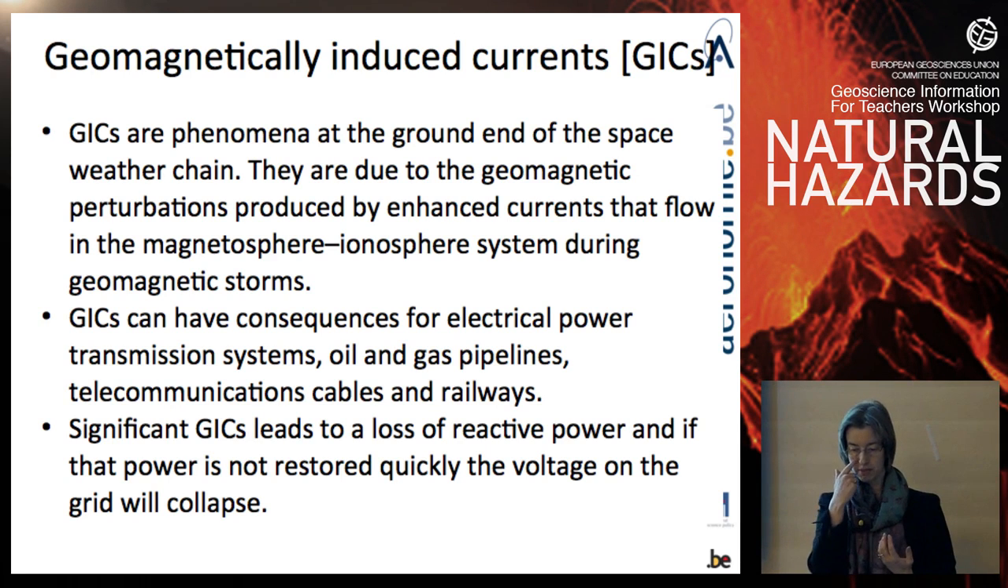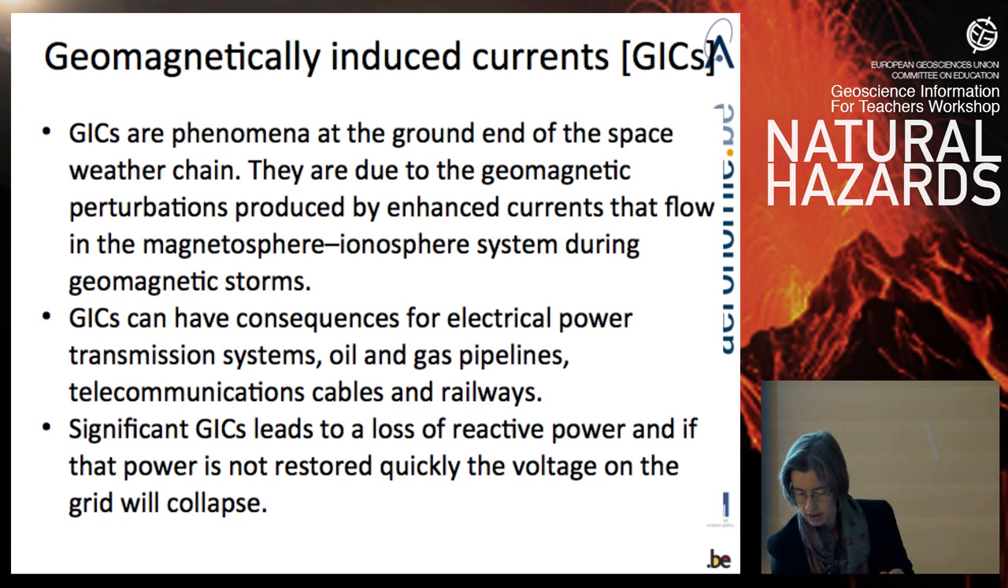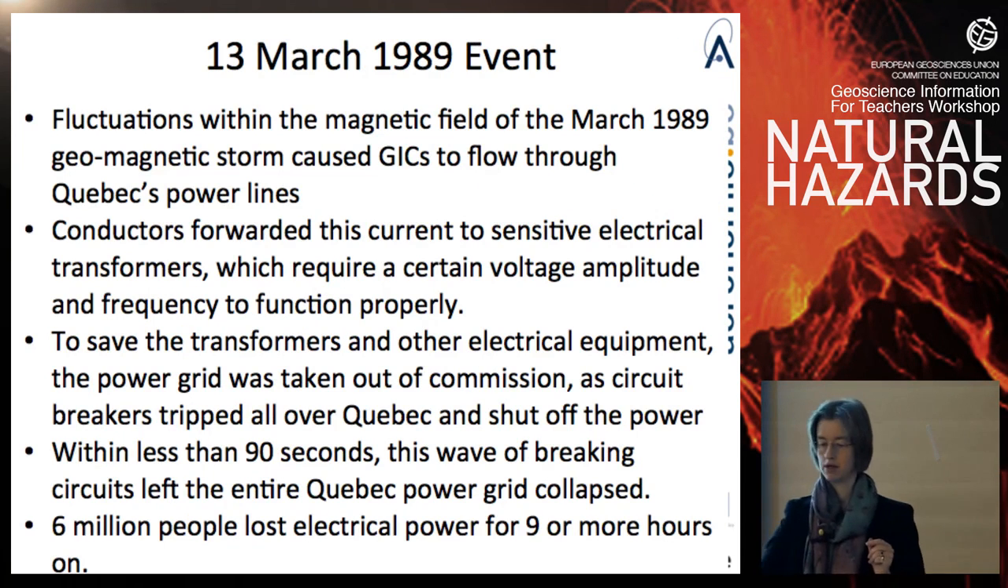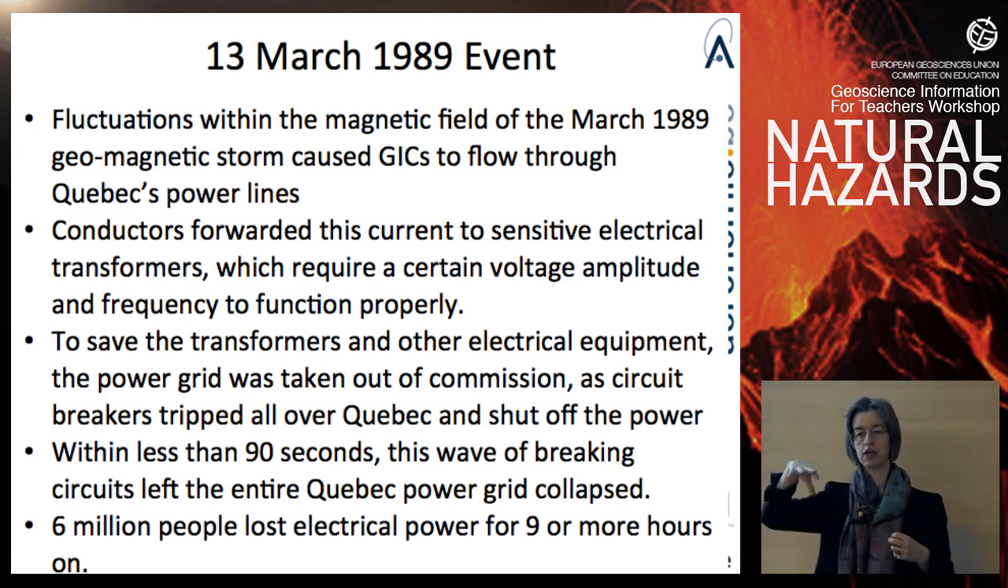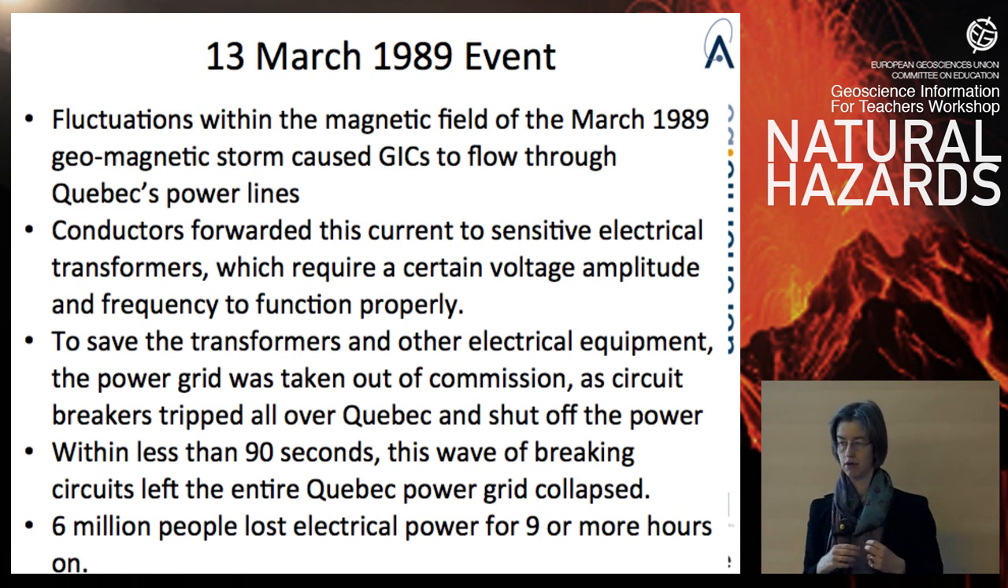And for the electrical industry, they can lead to a loss of reactive power, and if that power is then not restored quickly, the voltage on the grid will collapse. And this is what actually caused the famous 13 March 1989 event, which occurred mainly in Quebec. Some of you may have heard about it.